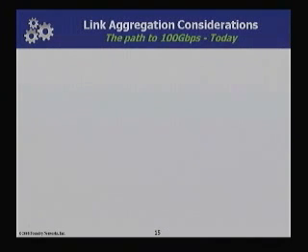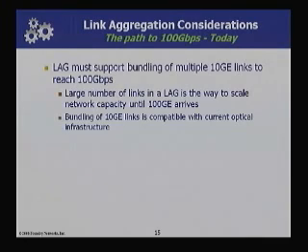So with link aggregation, we can also reach 100 gigs today. Any LAG, any router needs to support bundling of multiple 10 gig links to reach a bandwidth of 100 gigabits. Since 100 gig is still some time away, a large number of links in a LAG is the way to scale the network until 100 gig arrives. This is, as we discussed, also compatible with the current optical infrastructure. If you're going over DWDM equipment, all the lambdas are tuned for 10 gig, so this will map just right in there.